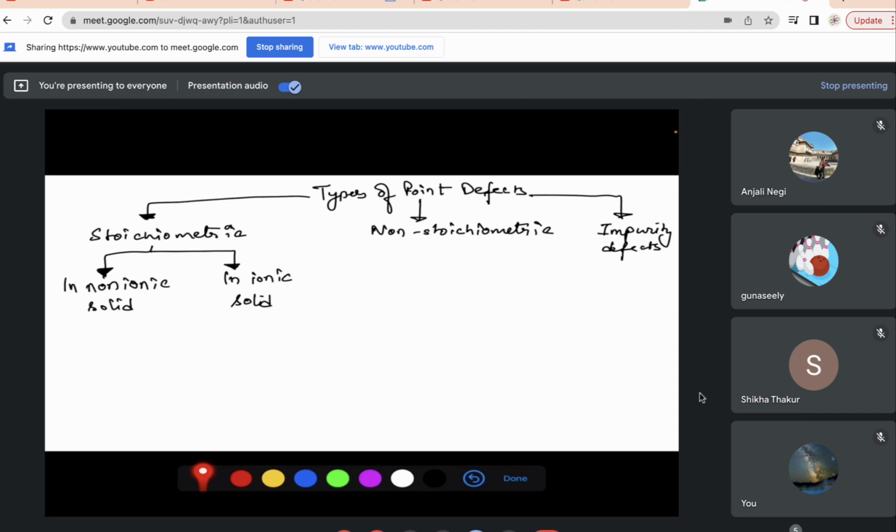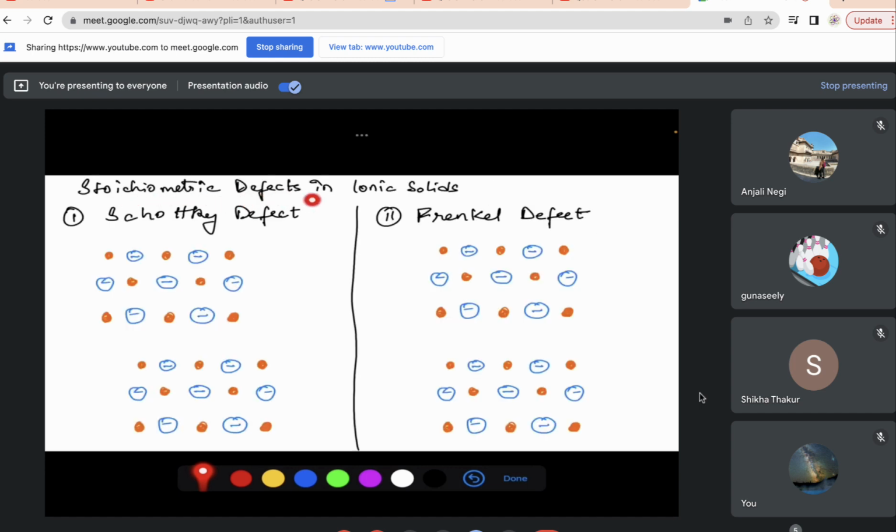This defect arises when there is some vacancy in the crystal lattice or when some constituent particle moves from its original site and occupies the interstitial sites. The stoichiometric defect has been observed both in non-ionic solid and in ionic solid. Again, this stoichiometric defect in ionic solid is classified into two different defects, one Schottky, the other one Frenkel defect.